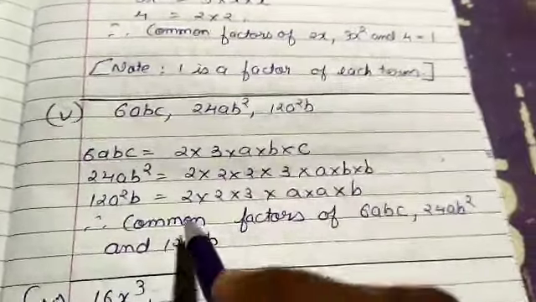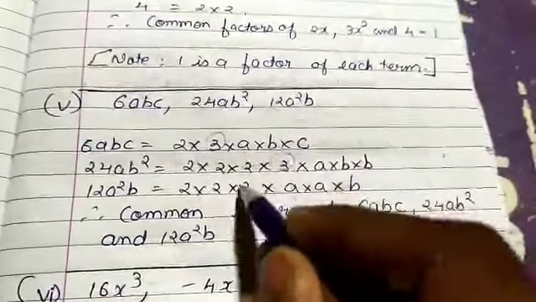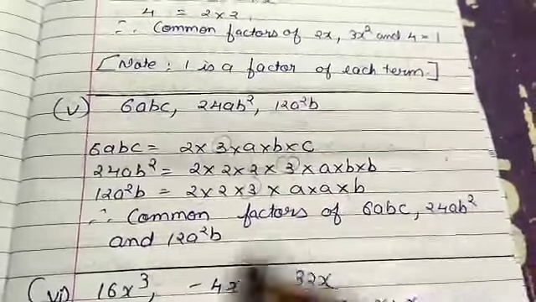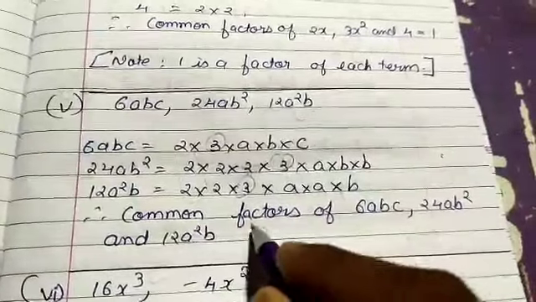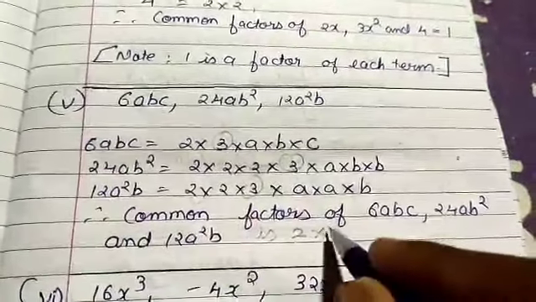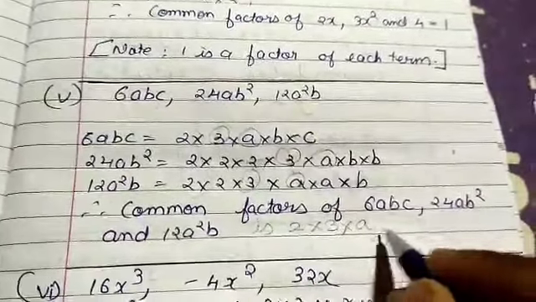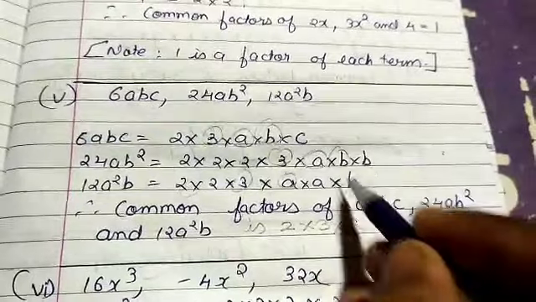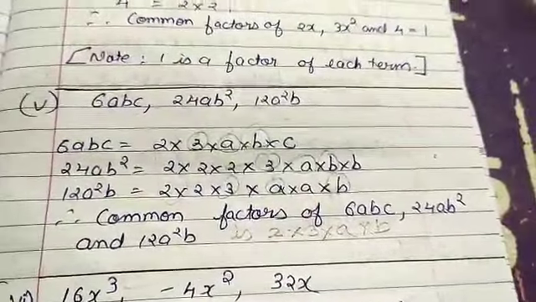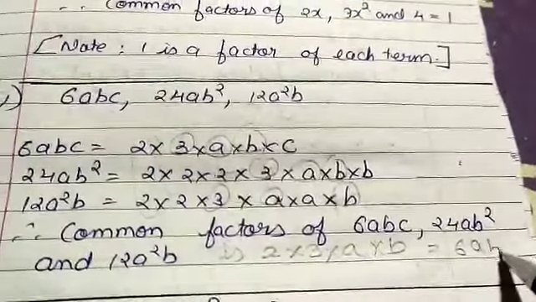Then find the common factors in all: 2, then 3. Write down the common factor of 6abc, 24ab square and 12a square b. First 2 is common, then 3 is common in all, then a is common, then b is common, and there is no other common factor. So 2 3s are 6ab. Write down 6ab.